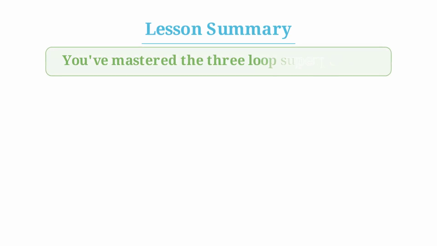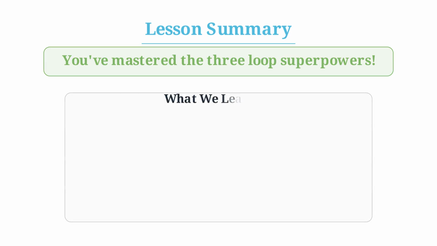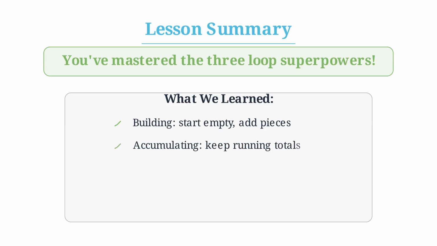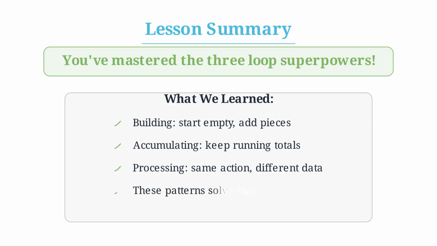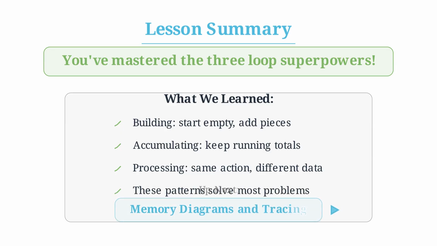Outstanding. Building starts empty and adds pieces. Accumulating keeps running totals. Processing does the same action with different data. These patterns solve most programming problems. You've mastered the 3 loop superpowers.